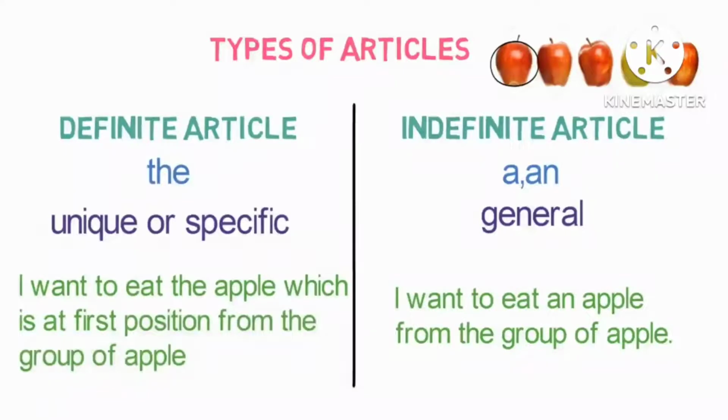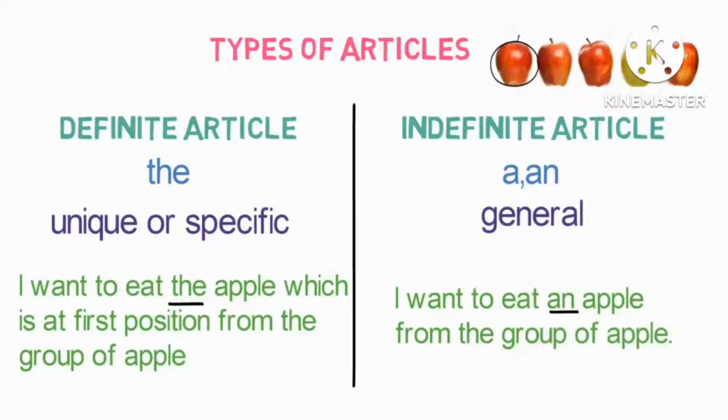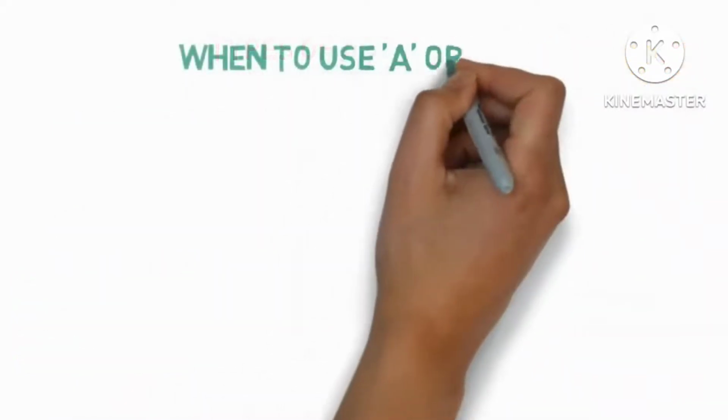You can notice here that we use the for pointing out a specific apple and an for a generalized apple. You can also notice that we have used an and not a for pointing to apple in general context. Let's understand why we used an instead of a here. So how to decide when to use a or an?